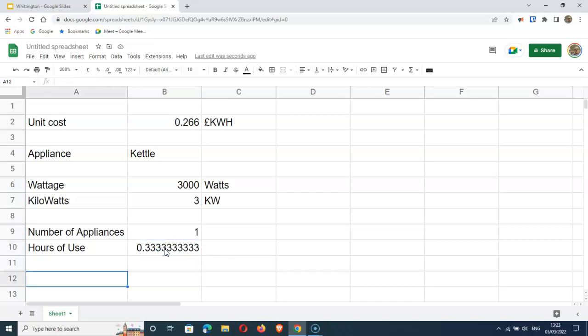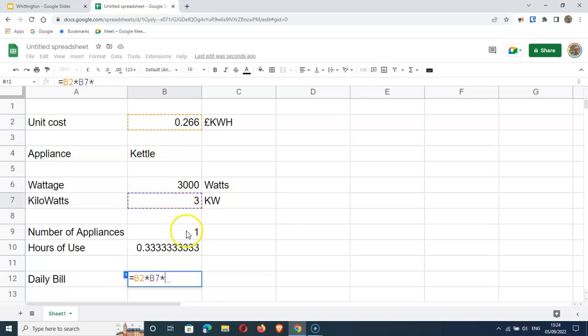So now what I want to do is to calculate my daily bill. So my daily bill for this appliance is equals, I'm building a calculation. Now it comes up with a sum because it's trying to be helpful, but that's not particularly helpful at the moment. So I want my unit cost multiplied by, which is the asterisk, my kilowatt hours that I'm actually going to use it for, multiplied by the number of appliances I'm talking about, multiplied by the hours of use, and press the enter key.